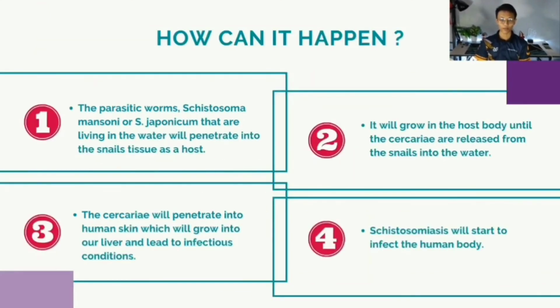So, how can it happen? First, the parasitic worms, which are Schistosoma mansoni or S. japonicum, that are living in the water will penetrate into the snail's tissue as a host. Second, it will grow in the host body until the cell carriers are released from the snails into the water. Third, the cell carriers will penetrate into human skin, which will grow into our liver and lead to an infectious condition. And lastly, the schistosomiasis will start to infect the human body. So that is how the parasite can infect our body.